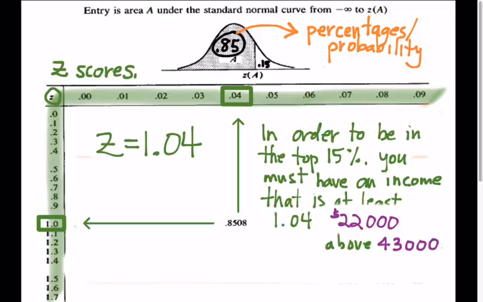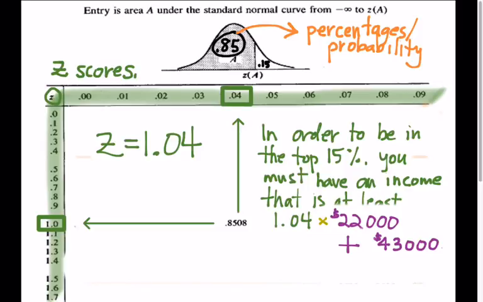So I'm looking for an income level that is at least $22,000 above $43,000. What kind of arithmetic am I doing if I'm using the word above? What operation does that sound like? Yeah, it sounds like addition. And if I want 1.04 numbers of standard deviations, what operation is going to connect that 1.04 with the 22,000? Yeah, there we go. And so the income level that I'm looking for is 1.04 standard deviations, or 1.04 times 22,000, added to the mean, which is 43,000.